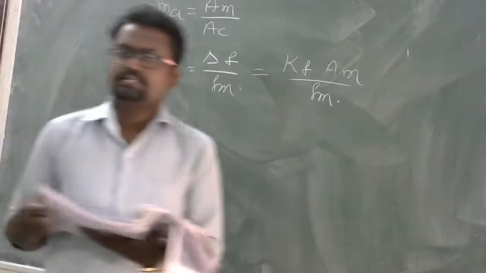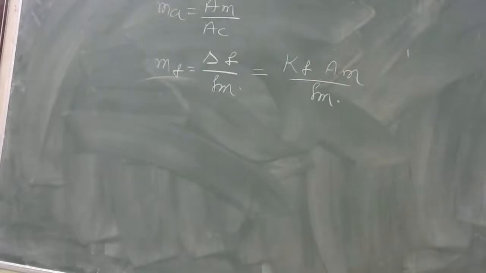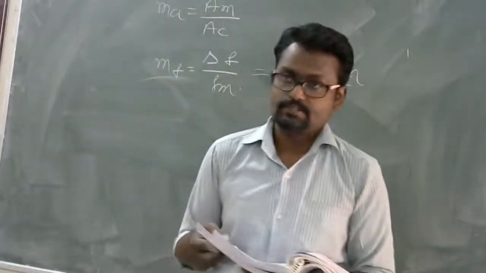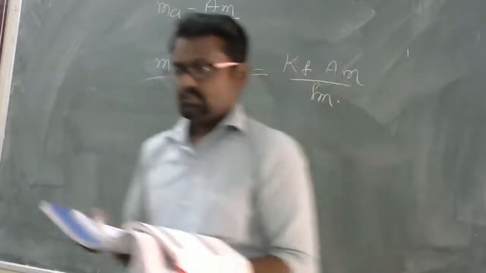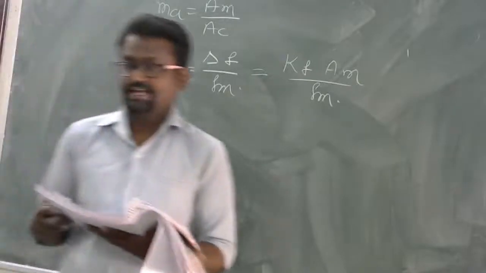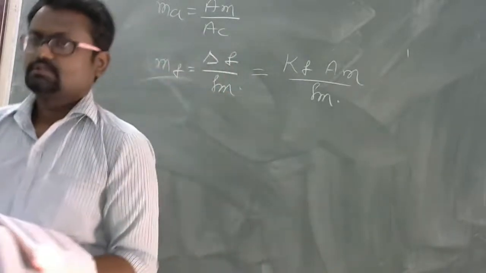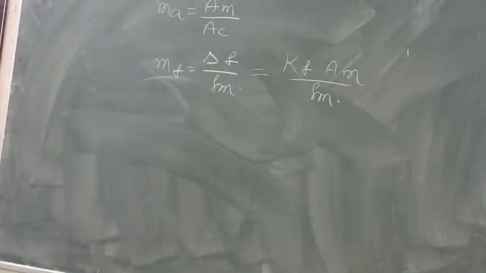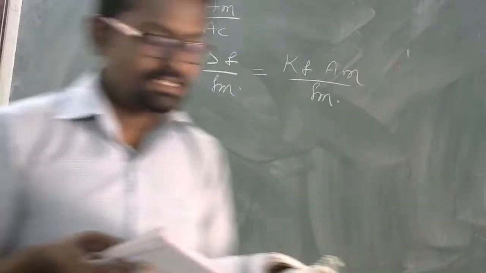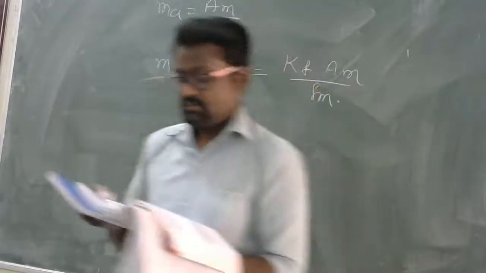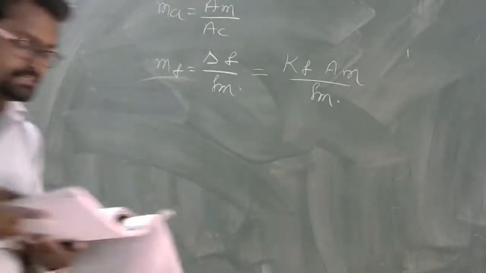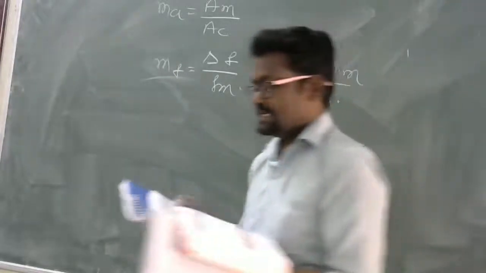The instantaneous frequency of a single tone FM signal varies between 95.95 megahertz and 96.05 megahertz. What is the meaning of single tone? When only one message signal is transmitted from the transmitter, this type of modulation is known as single tone modulation. The modulating signal frequency is 2 kilohertz.